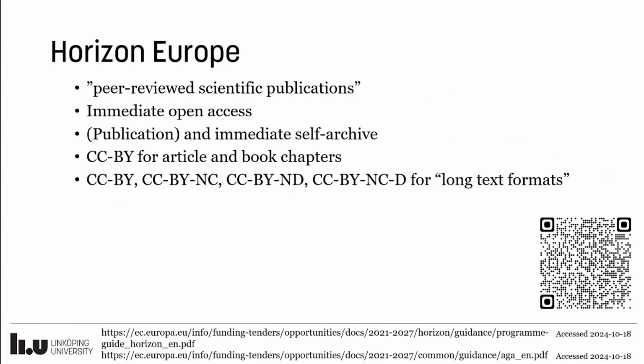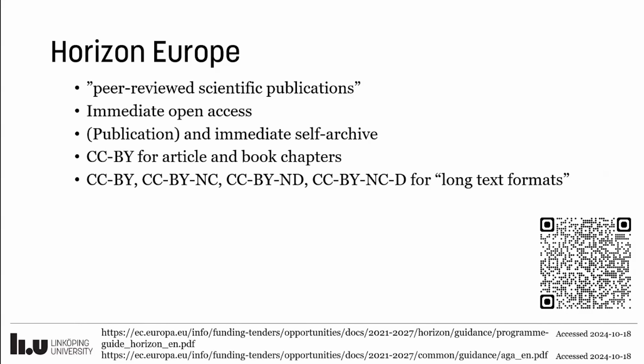Whereas in Europe, they're still part of Coalition S, but they have harsher or stricter demands. As with Vetenskapsrådet, they demand that everything that's peer-reviewed and scientific publications needs to be available with immediate open access, and this includes books and book chapters. And as I mentioned before, even if you make the publication itself open access, you also need to immediately, upon publication, make a self-archived version in a repository. That can be Diva, for instance.